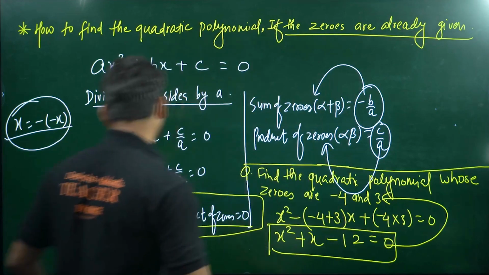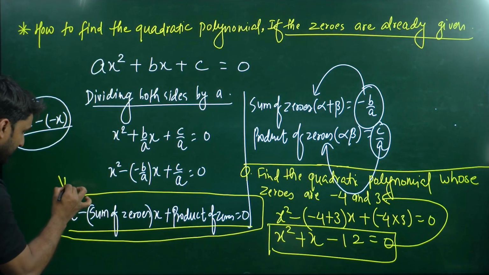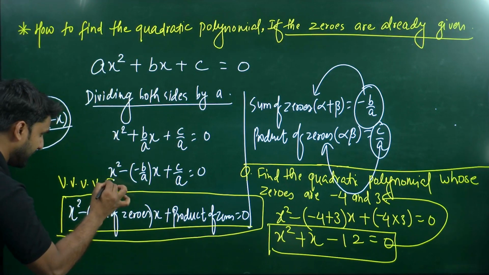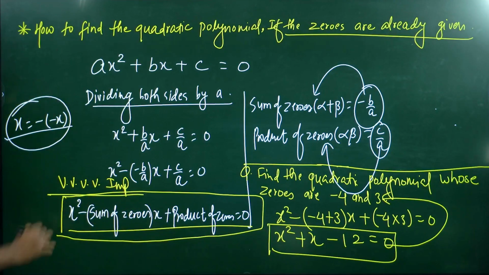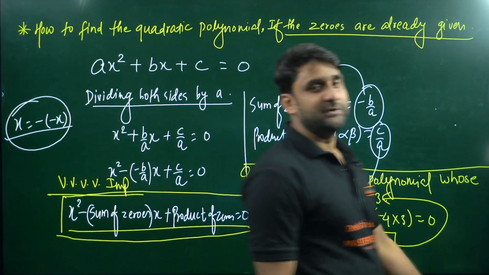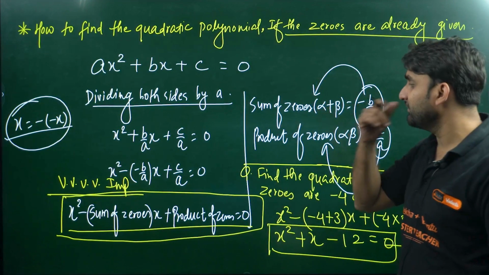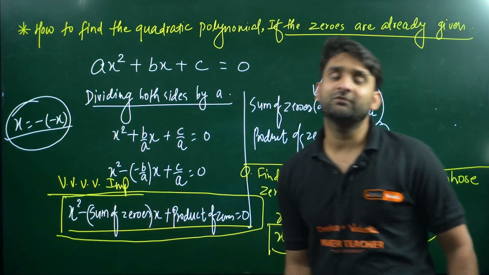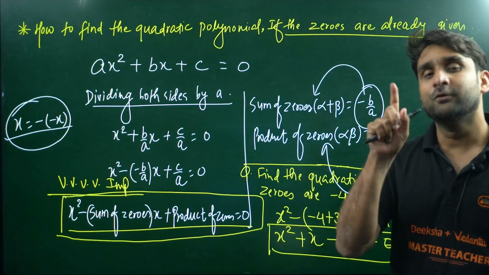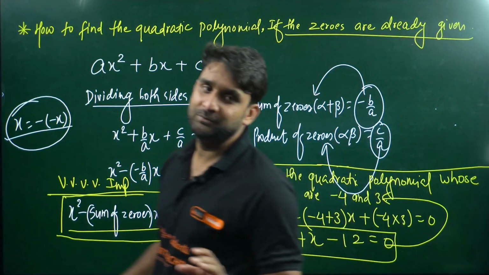So this is a very, very important formula for exams, even for the board exam also. If the roots are given to you, if the zeros are given to you, we can use this formula to find the quadratic polynomial whose roots are given to you. I hope this is clear to you all.